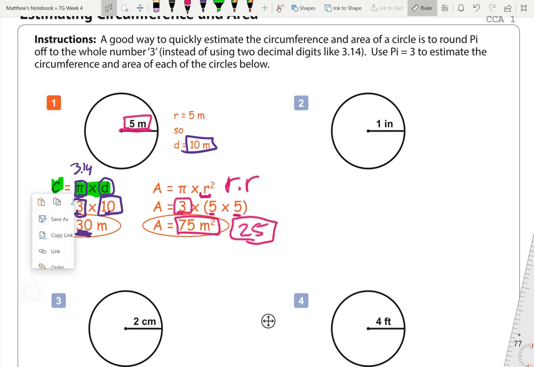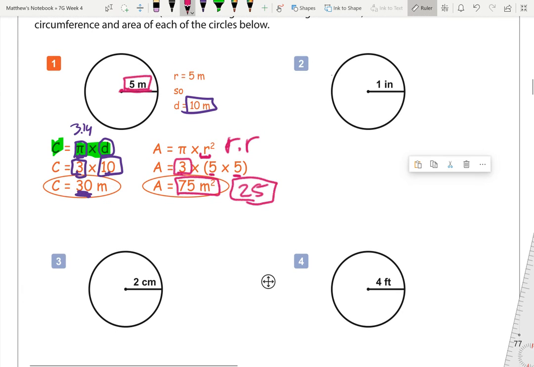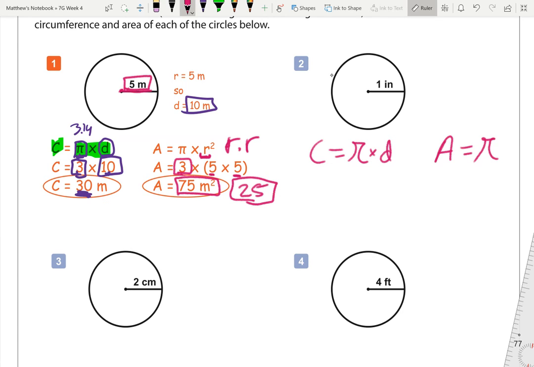So let's do one more problem together. So I'm going to write out what my formula is for circumference. That is pi multiplied by the diameter. And then for the area, that's going to be pi multiplied by r squared. Now remember, we're estimating here, so you can go ahead and replace pi with 3 in both of these equations.